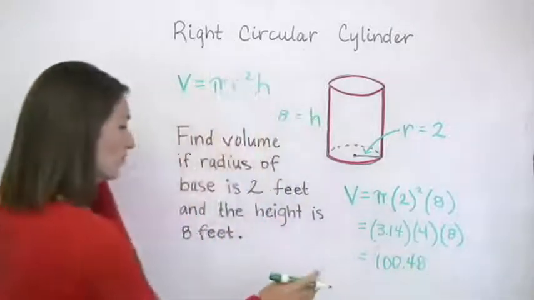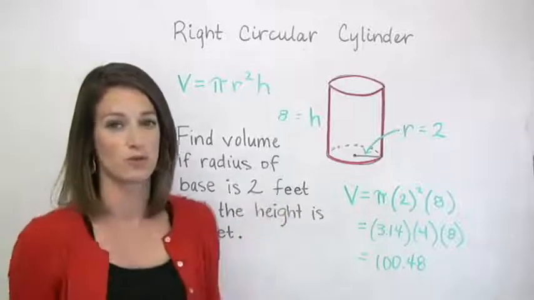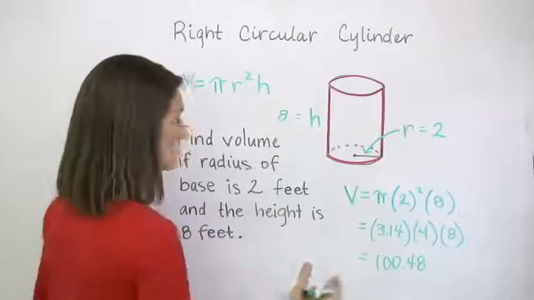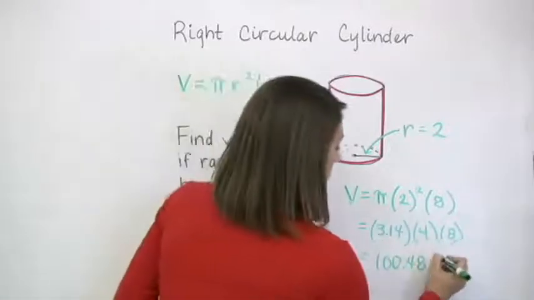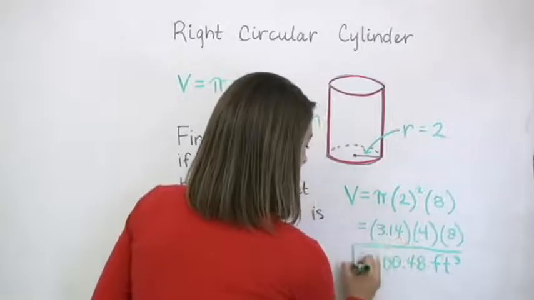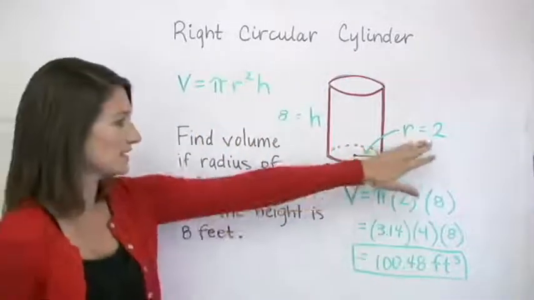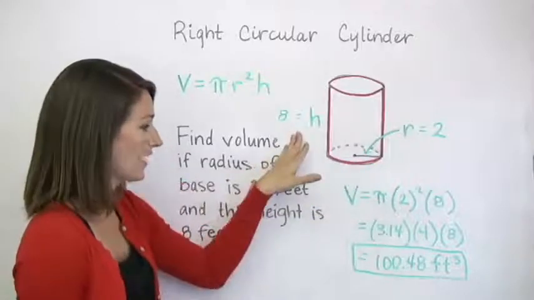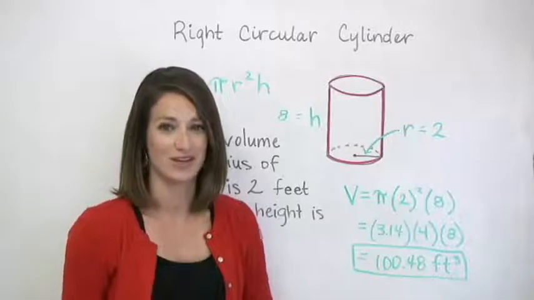If we do this math here, we get an answer of 100.48. Now remember from our original instructions that our units are feet, and when we deal with volume, we need to cube those units because we have feet times feet times feet. So our units on our final answer is feet cubed. For this cylinder with a radius at the base of 2 feet and a height of 8 feet, we get a volume of 100.48 feet cubed.